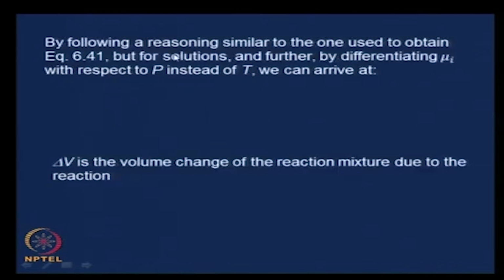By following a reasoning that is similar to the one used to obtain 641 but for solutions. In other words, we had obtained 641 for the gas phase reactions. Here we are going to follow the same reasoning but for solutions, and further by differentiating mu_i with respect to P instead of T, and this is what I would like you to do. The hint here is that you will get it in terms of delta V and so on.